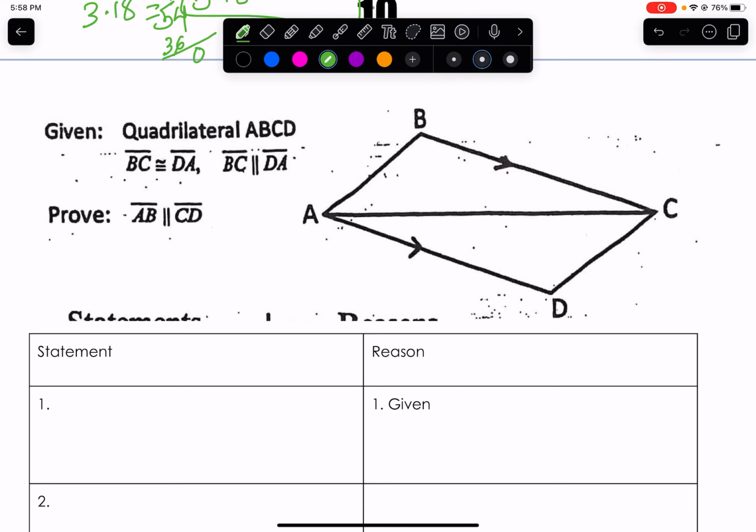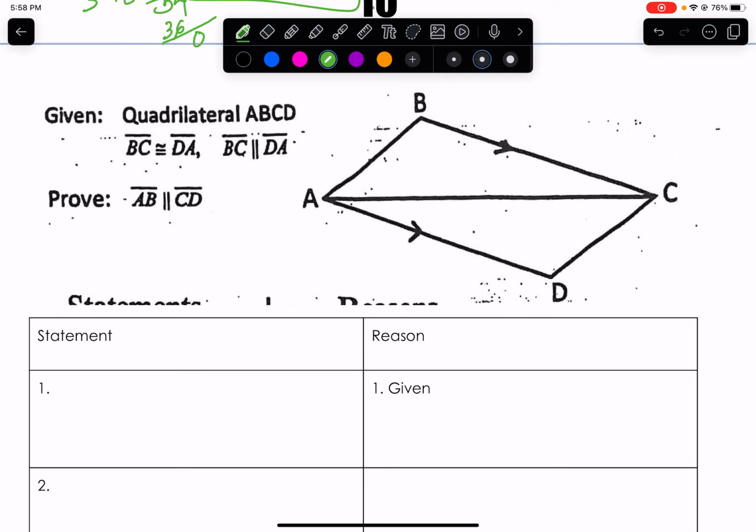So the first proof we have in this lesson says that given the quadrilateral ABCD, BC is congruent to DA, so I'm going to mark it. And BC is parallel to DA, so they already have this marked for us. We want to prove that AB and CD are also parallel. We don't know this yet, but we want to prove that.